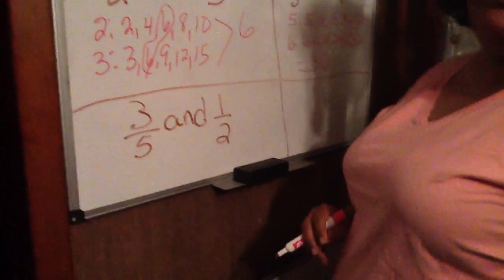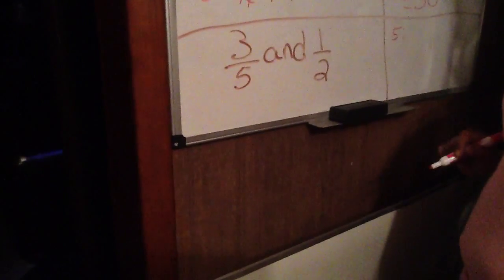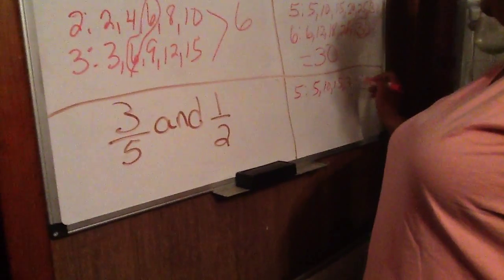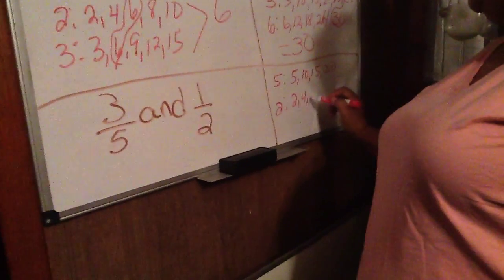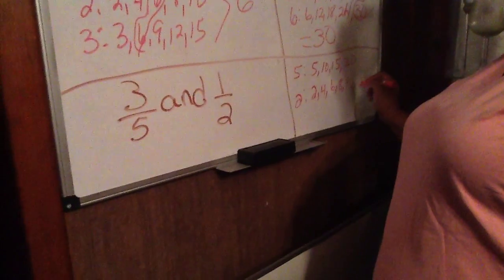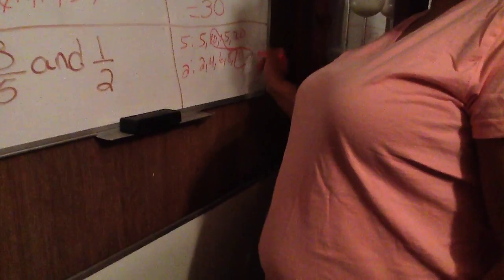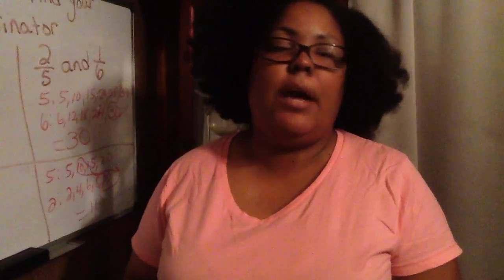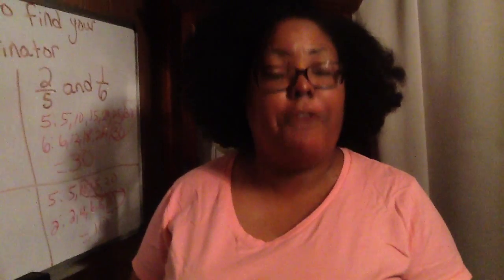Here, 3/5 and 1/2. We have 5 and we have 2 as our denominators. So with 5, we're going to go 5, 10, 15, 20. If I list my multiples of 2, that goes 2, 4, 6, 8, 10. Again, let's take a look at it. Our common denominator is 10. This is your lesson on finding your common denominator and least common multiple, which is going to help you in our next week's lesson, which is adding and subtracting fractions.